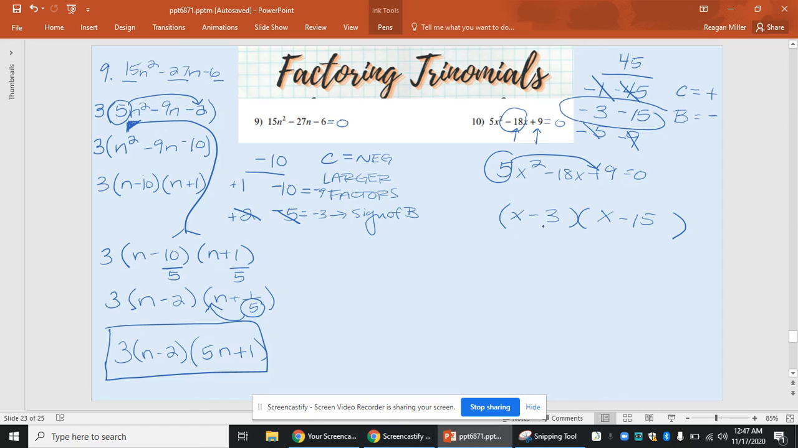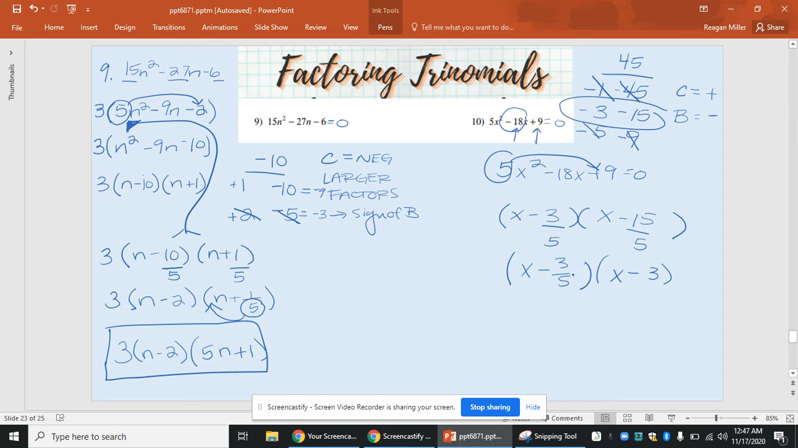All right. Now here we need to divide each of our factors by the number we multiplied by our A value, that 5. So when I get to this step, I need to simplify any fractions I can. 3 over 5 does not simplify. And then you have 15 over 5. If you do 15 divided by 5, you're going to get 3.